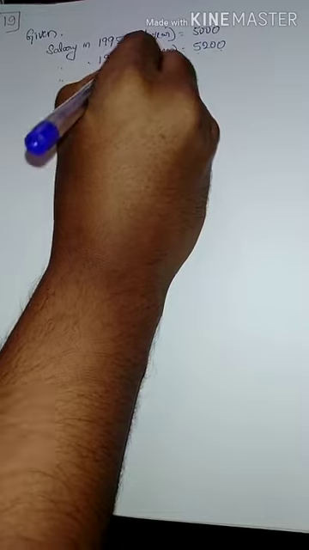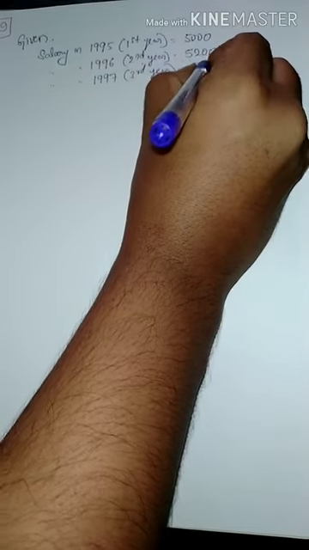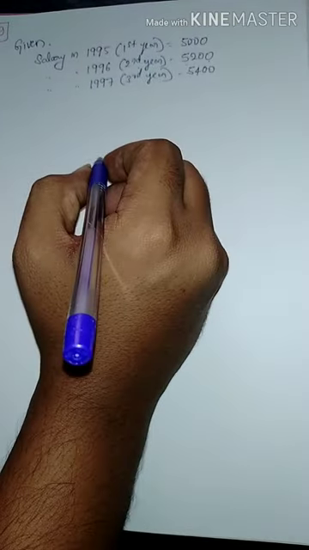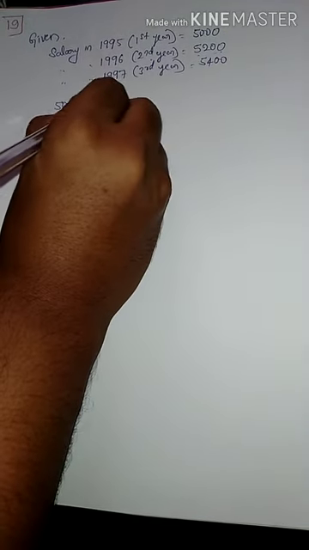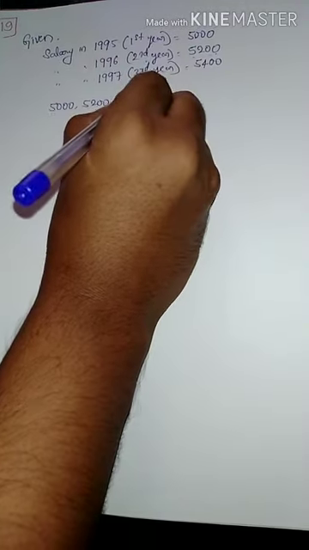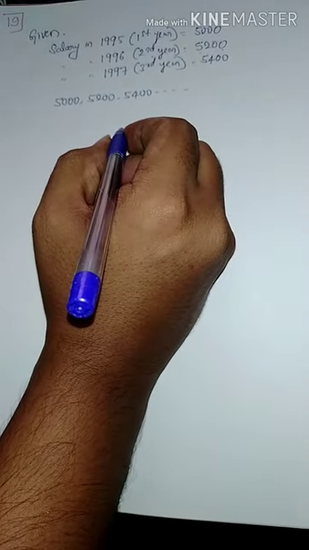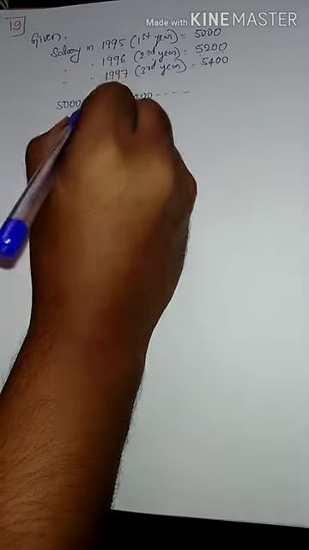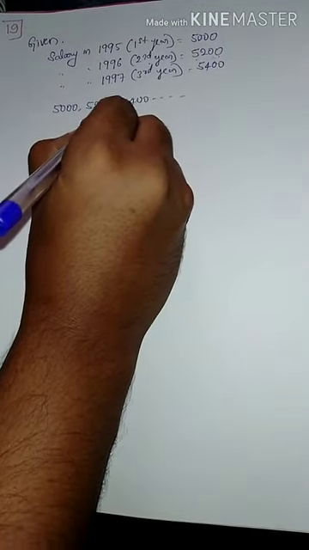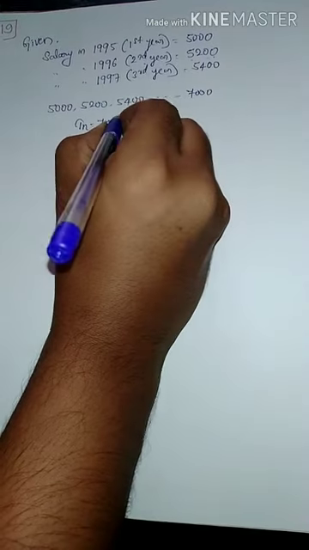Salary in 1997, the third year, again a 200 increment, so his salary becomes 5,400. So the series is 5000, 5200, 5400, and so on. But the question is, in which year did his salary reach 7000? So that is Tn. 7000 is nothing but Tn, the last term.